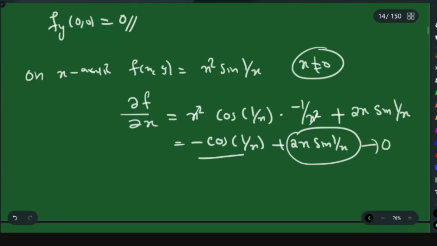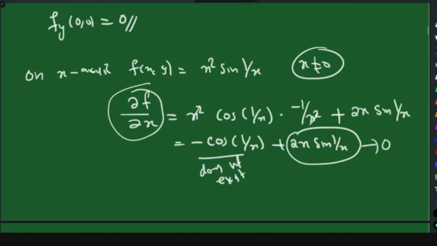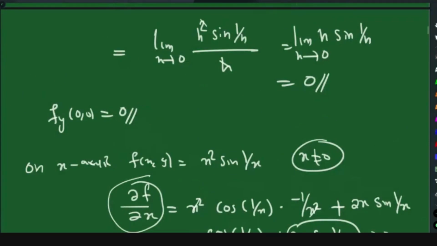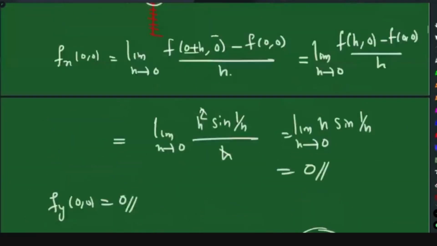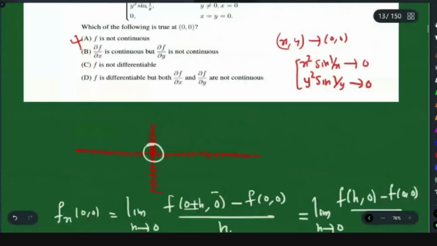What about the first component? The limit does not exist. So the limit does not exist as x tends to 0. So this function is not continuous at 0, 0, right? Not even the limit exists. So what we can say is this dou f by dou x is not continuous at 0, 0, but dou f by dou x at 0, 0 is existing, but it is not continuous.